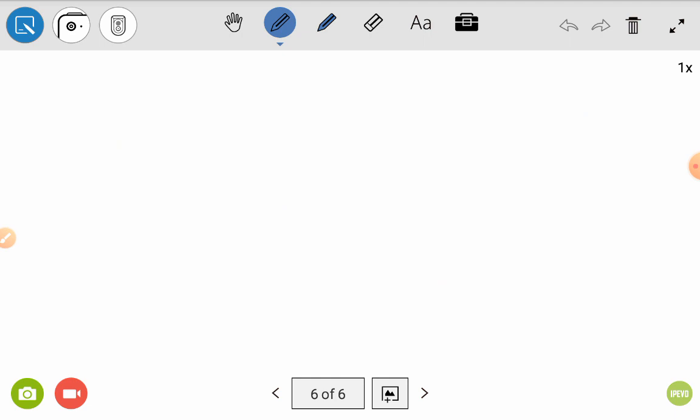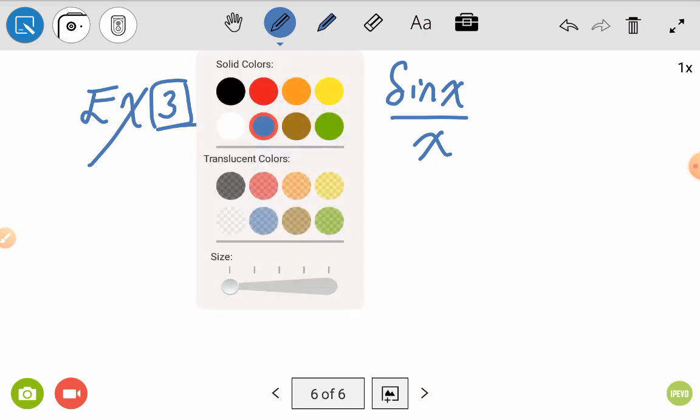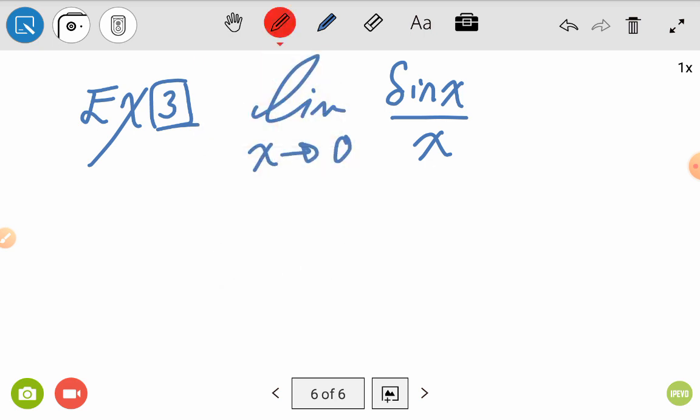One more example, example number 3. Find the limit as x approaches 0 of sine x over x. Who can solve this question, guys? I'm going to give you 1 minute to think, and then we will solve it together.